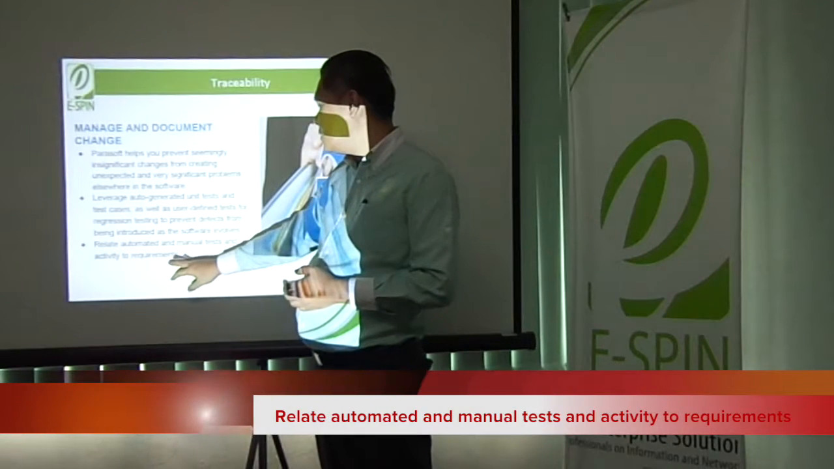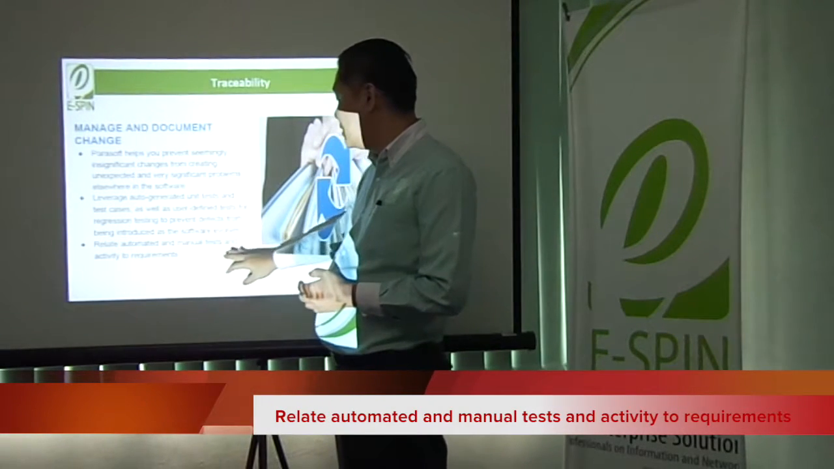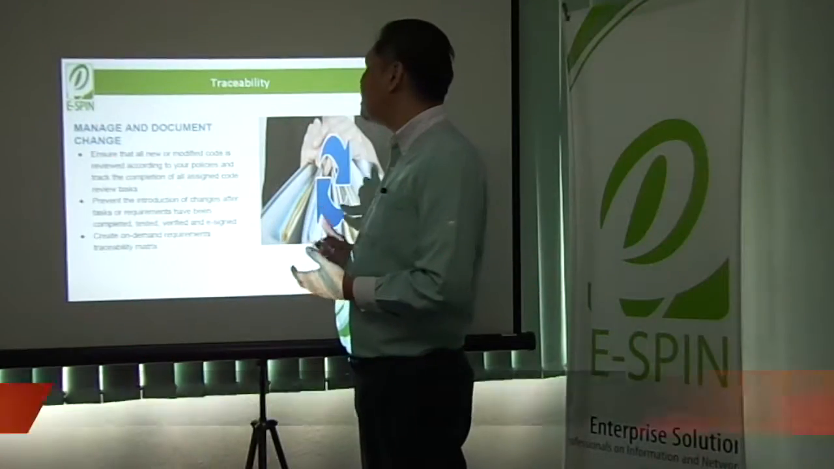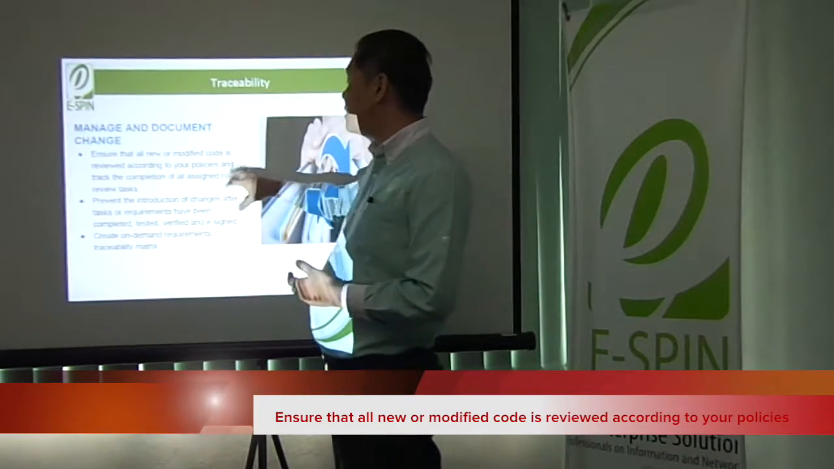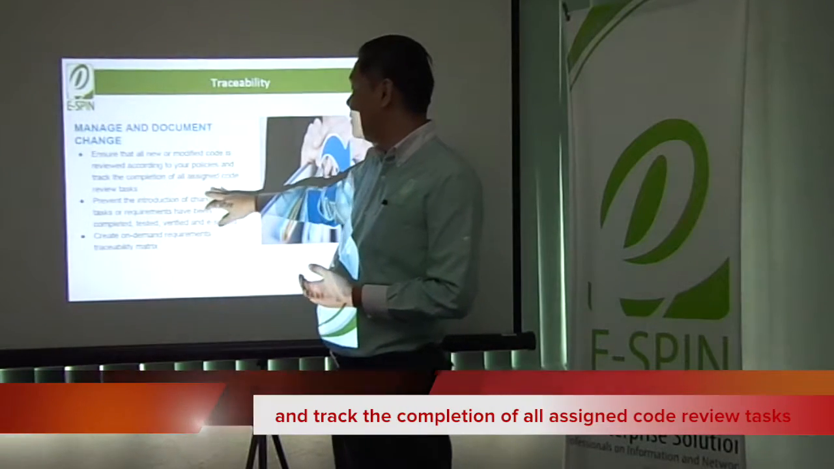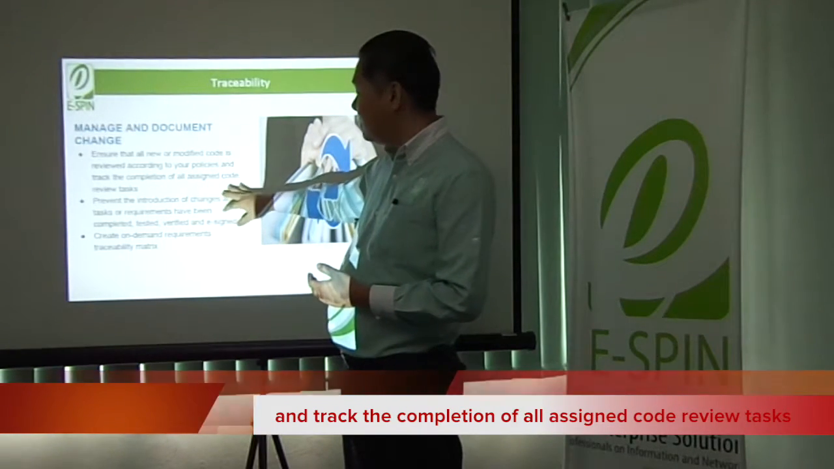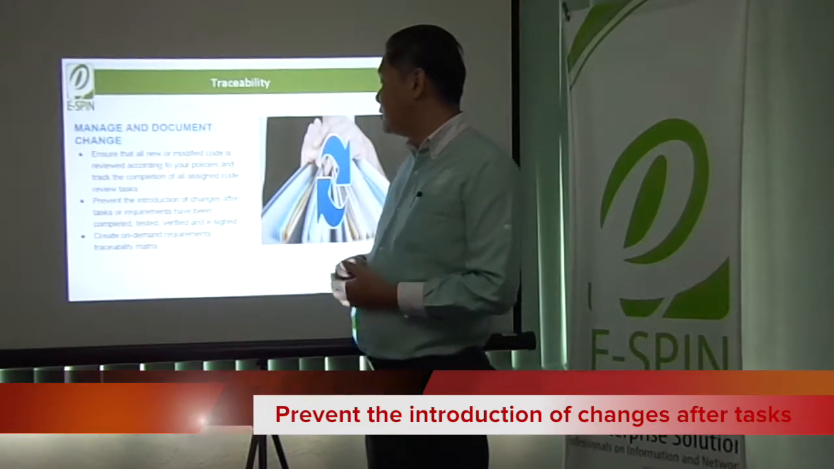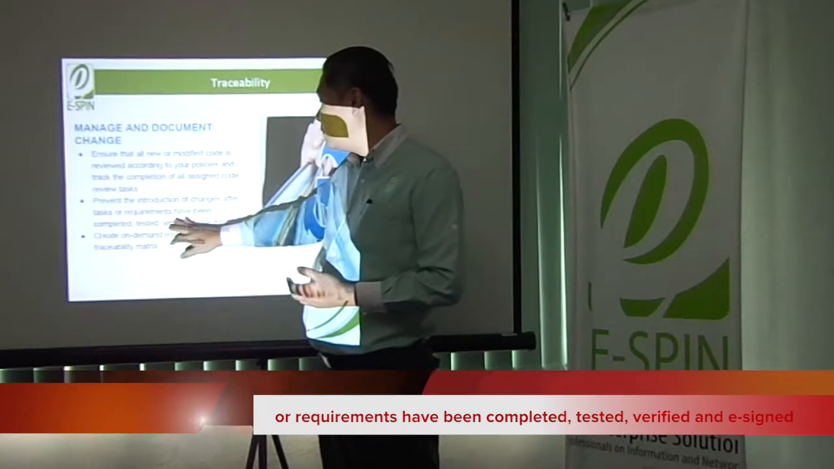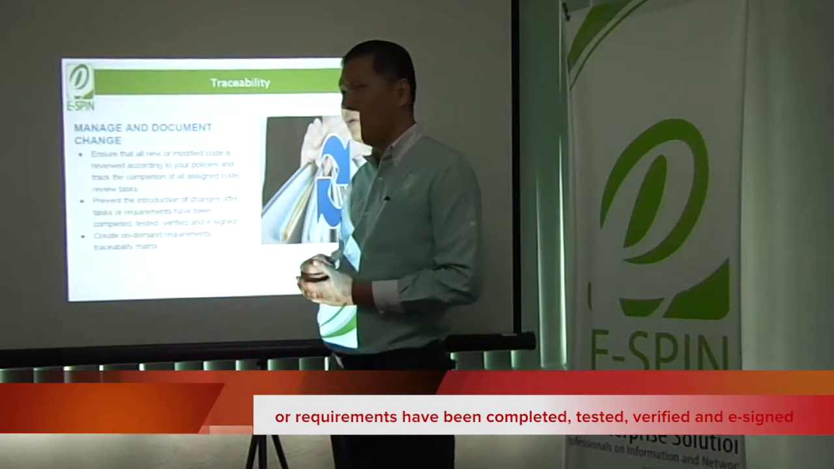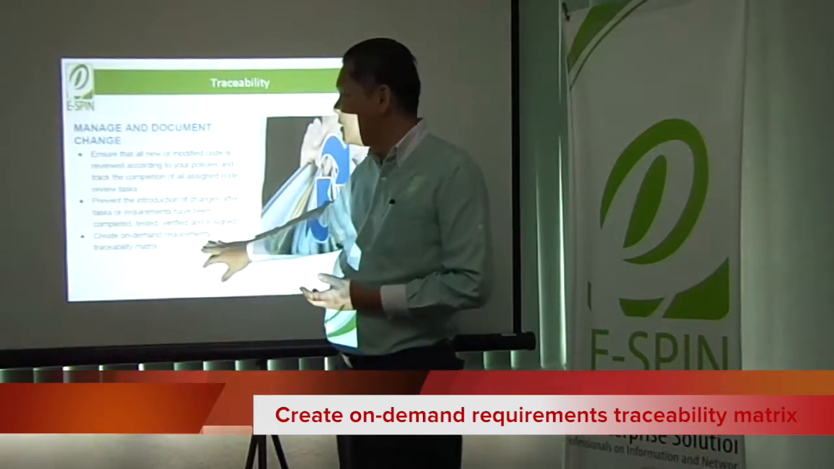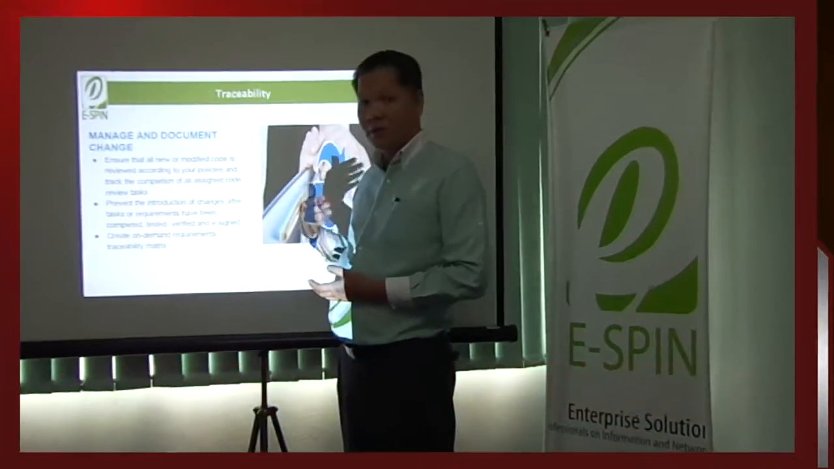Link automated and manual testing and activity to the requirements. Ensure that all new or modified code is reviewed according to your policy and track the completion of all assigned code review tasks. Prevent the introduction of change after a task or requirement has been completed, test verified, or e-signed. Create on-demand requirement traceability metrics for easy cross-checking.